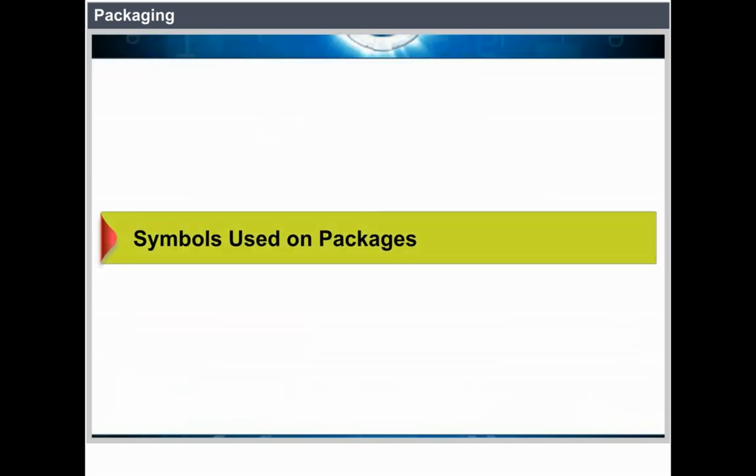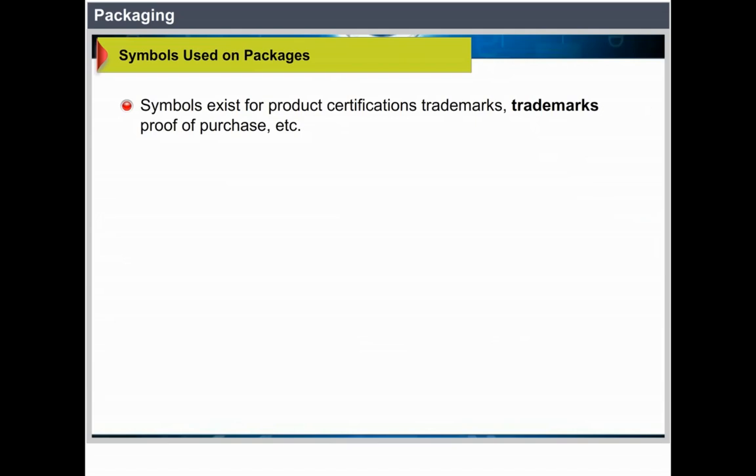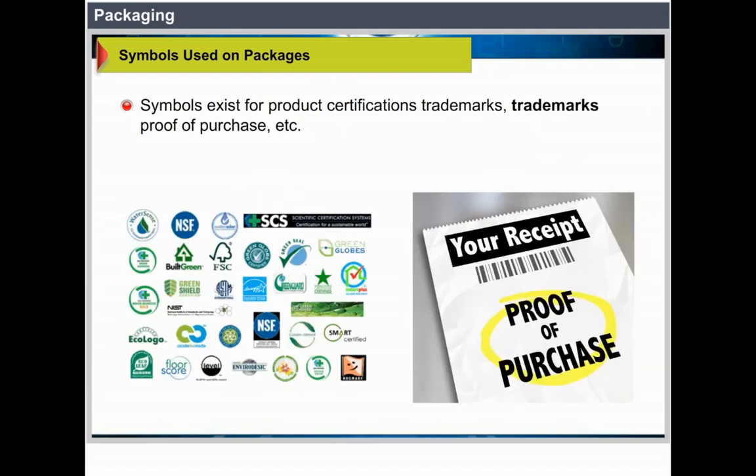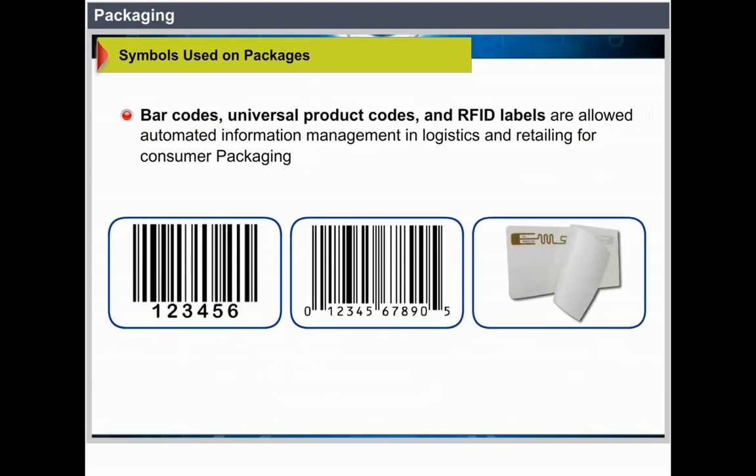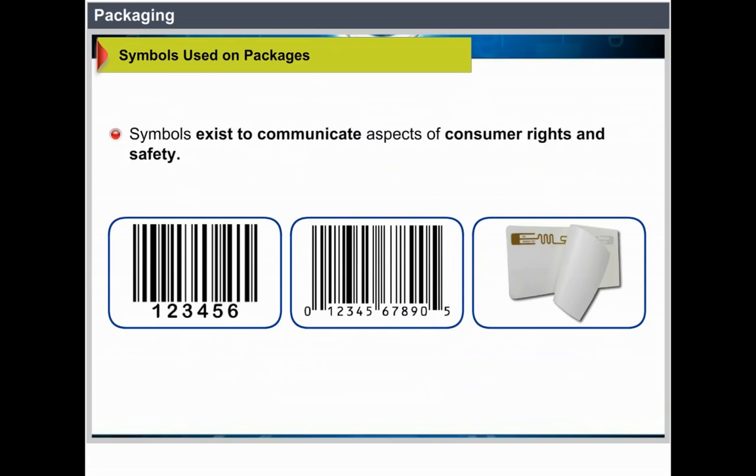Symbols used on packages. For consumer packaging, symbols are used for product certification, trademarks, proof of purchase, etc. Barcodes, universal product codes, and RFID labels allow automated information management in logistics and retailing. Symbols are used to communicate aspects of consumer rights and safety. Study of electromechanical components, symbols, designations, and packaging styles.